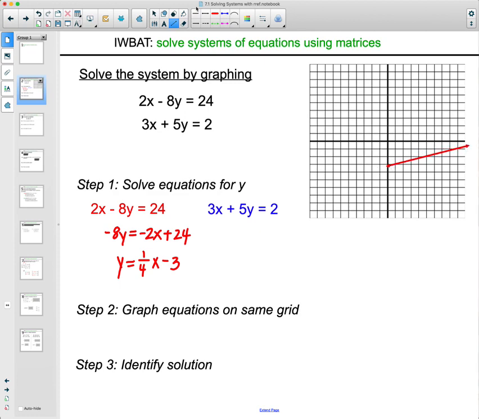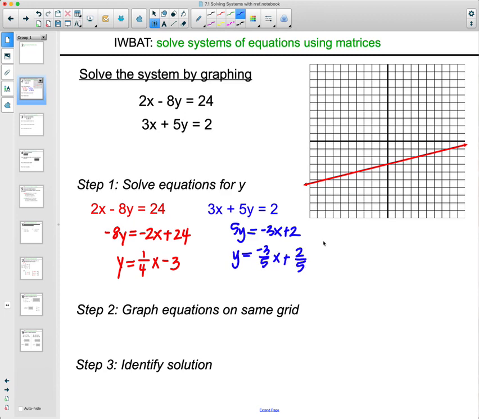And then we can just move this line backwards as well. Okay, so then that's that line. That's all the solutions to the red equation. And then we'll solve the next one. So subtract 3x from both sides, and then divide by 5.